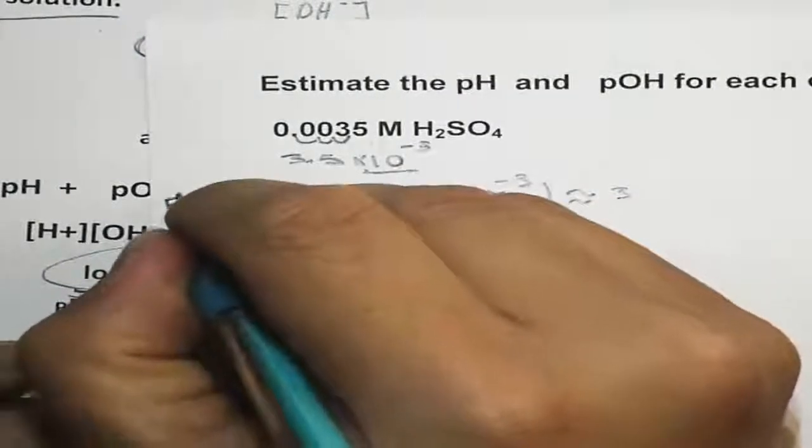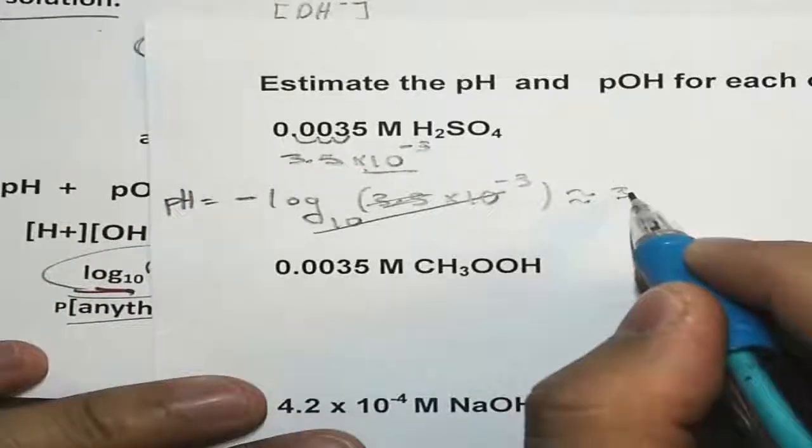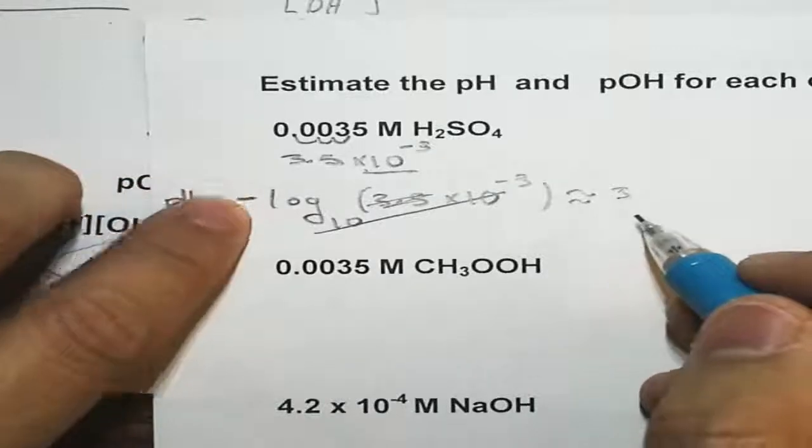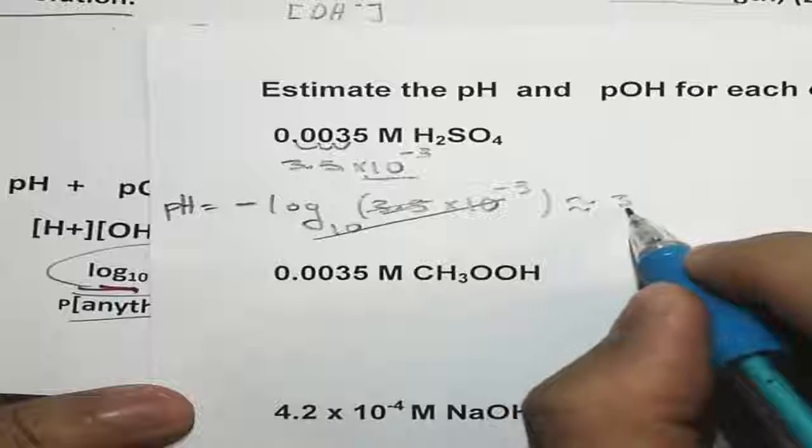Remember, pH is equal to negative log. And that's why this becomes a positive. If there's no negative here, it would be a negative 3. But pH is equal to negative log. So our estimation is 3.